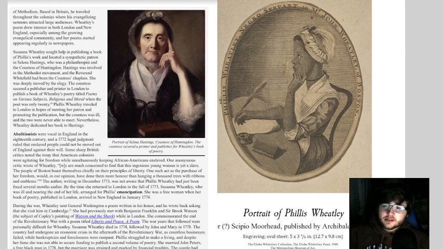The Countess secured a publisher and printer in London to publish a book of Wheatley's poetry titled Poems on Various Subjects, Religious and Moral, when the poet was only 20. Phillis Wheatley traveled to London in hopes of meeting her patrons and promoting the publication, but the Countess was ill, and the two were never able to meet. Nevertheless, Wheatley dedicated her book to Hastings.